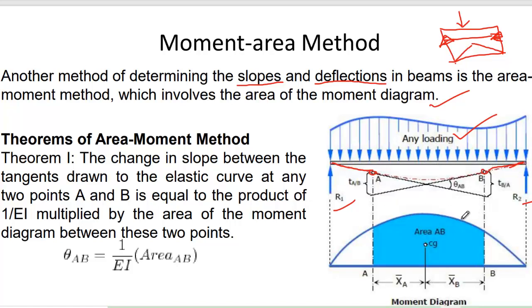And have a look. The angle between these two points should be theta AB, because you are drawing the tangent from A and the tangent from B. So the angle between these two is theta AB. That's why they are saying the change in slope between the tangents drawn to the elastic curve. So this is the elastic curve, right? They draw two tangents to this elastic curve at any two points. It can be here, it can be here also, because the elastic curve is also here. It's up to you. You can consider any two points.